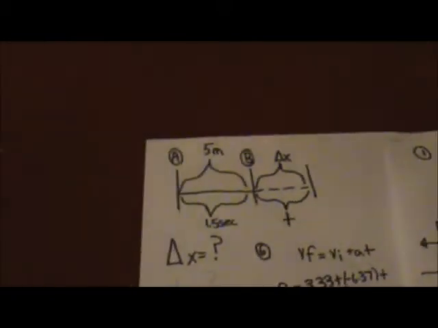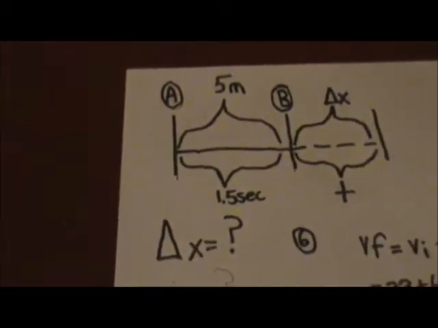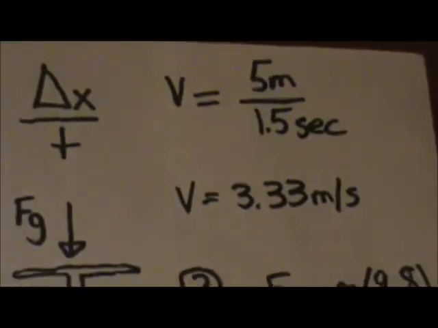The equation is velocity equals distance over time. As you can see, the distance is 5 meters and the time is 1.5 seconds from point A to B. So we solve for velocity and we get 3.33 meters per second.